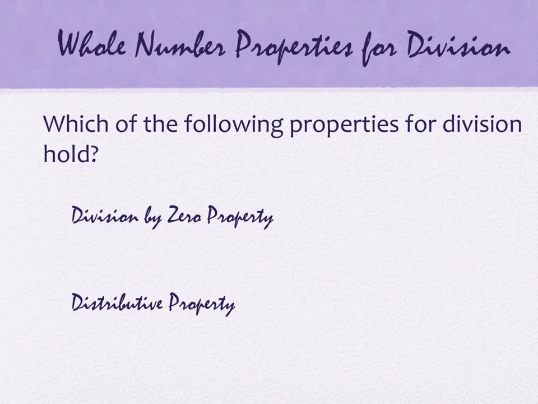We had a property with multiplication called the multiplication property by 0. So we're going to look if there's a division property by 0. In other words, if I do 0 divided by 10, I get 0. So that's like a half division property by 0. That's part of it. But I run into a problem if I try this one. What is 10 divided by 0?